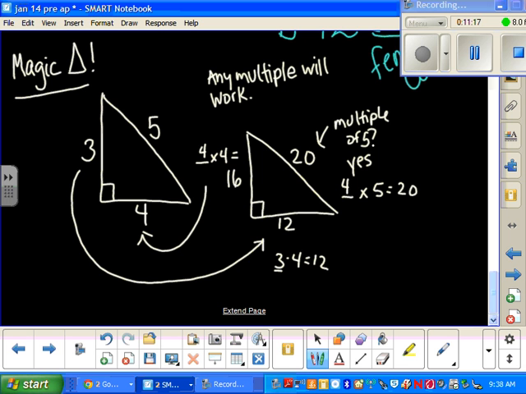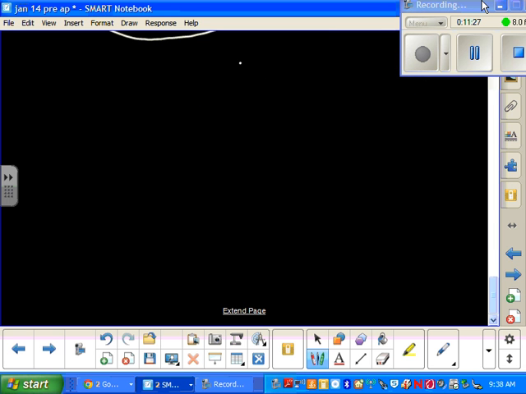A lot of test writers like to use the magic triangle a lot. So if you know it, it'll help you out. Okay, now let's look at another problem that we need to go over for the test. If you have a problem that tells you one unit and the answers are in different units, then don't forget you have to change your units first.